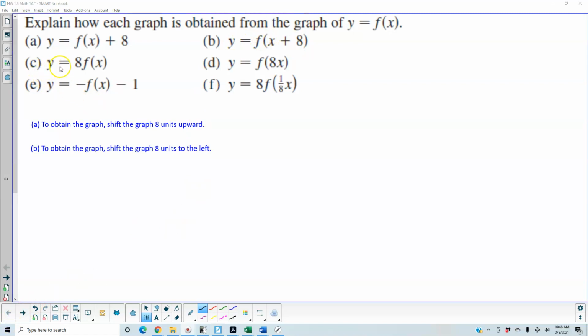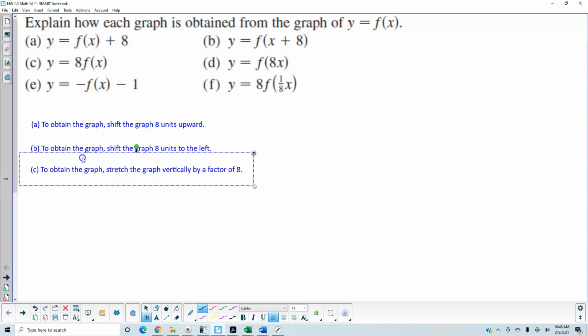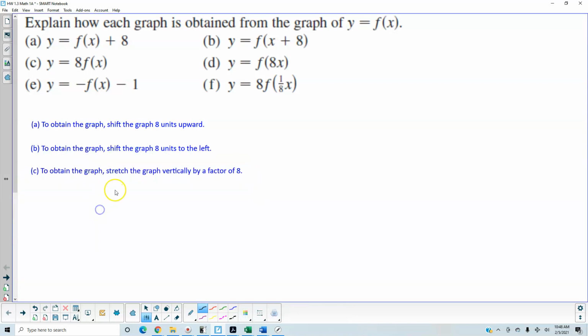For part C, we have y = 8 times f(x), which means we're going to stretch the graph vertically by a factor of 8. Since we're taking 8 and multiplying it by the function, meaning the y value, that's why we're stretching it by a factor of 8. So to obtain that graph in part C, we're going to stretch the graph vertically by a factor of 8.